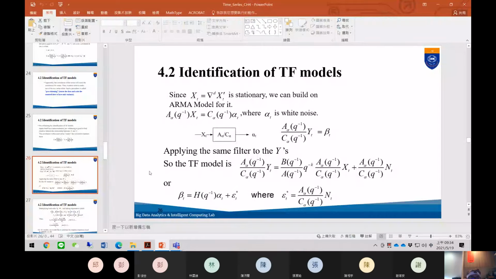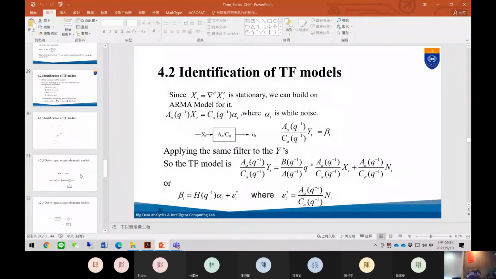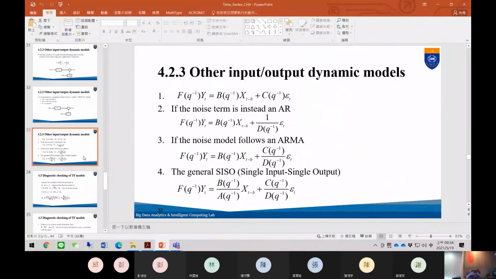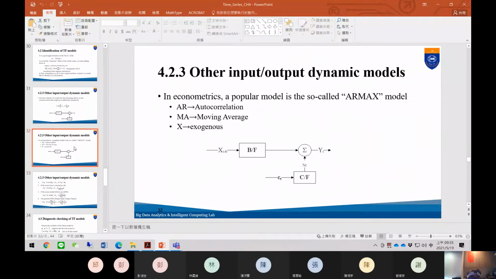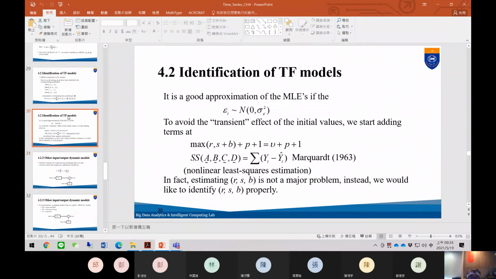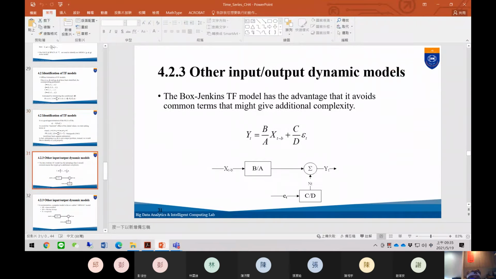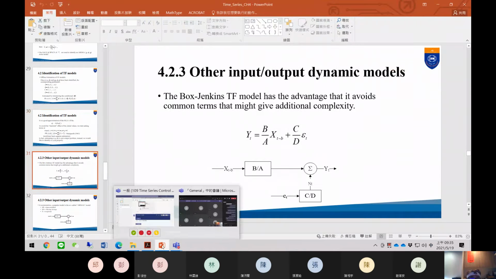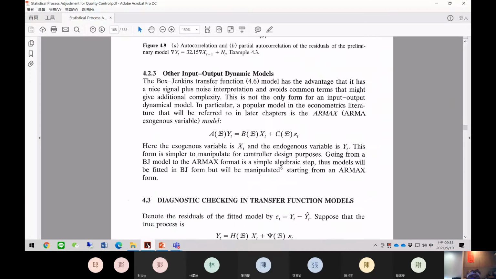So let's do the, that should be 4.3, I believe. 4.3, other input output dynamics.